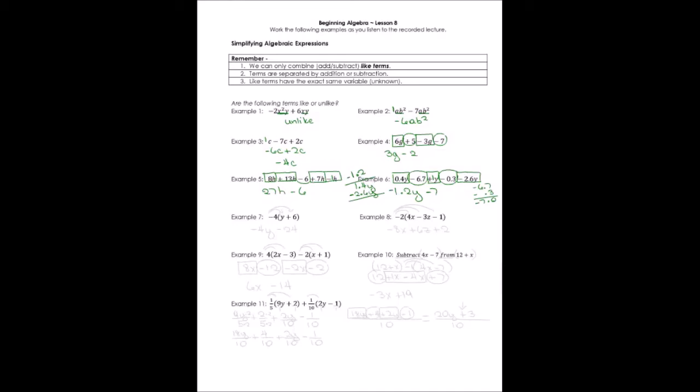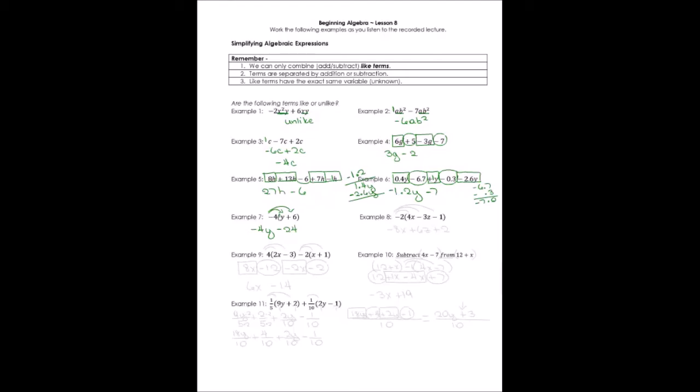Example 7, I'm going to distribute this negative 4 inside the parentheses. So I say negative 4 times y would give me a negative 4y. Remember, the coefficient of that y is a 1, isn't it? And negative 4 multiplied times a positive 6 would make it negative 24. The answer is negative 4y minus 24.